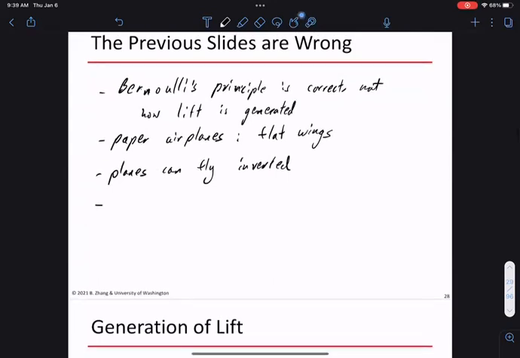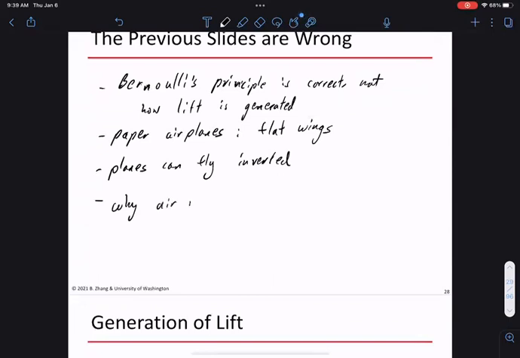Another question is, why would air meet at the trailing edge? These are air molecules. Why would they care about meeting some other molecule at the trailing edge? If you put this into an actual chamber and look at the airflow, they don't meet. The two molecules move apart. There's no reason for them to meet. So these are not the right reasons, even though they're widely taught.